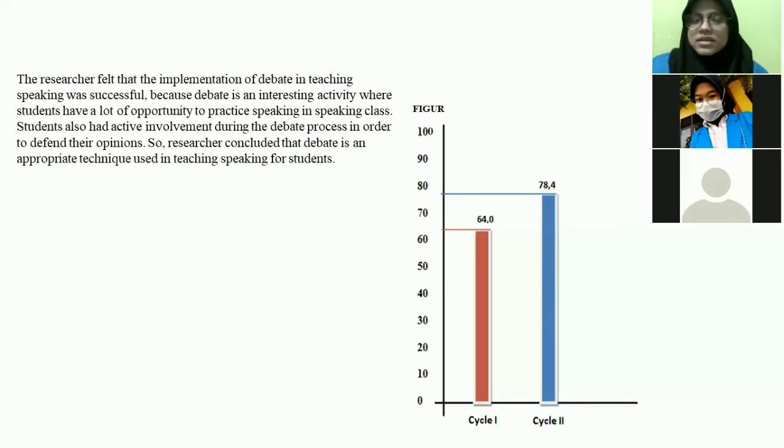The researcher felt that the implementation of debate in teaching speaking was successful because debate is an interesting activity where students have a lot of opportunity to practice speaking in speaking class. Students also had active involvement during the debate process in order to defend their opinions. So the researcher concludes that debate is an appropriate technique used in teaching speaking for students. And next.